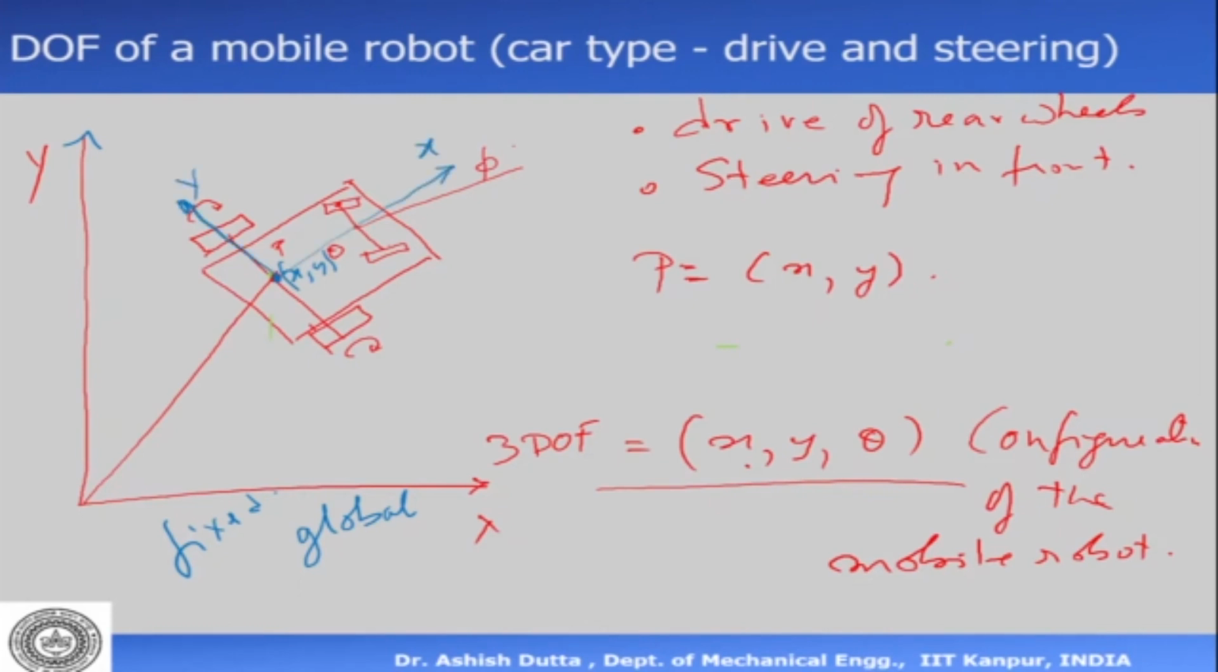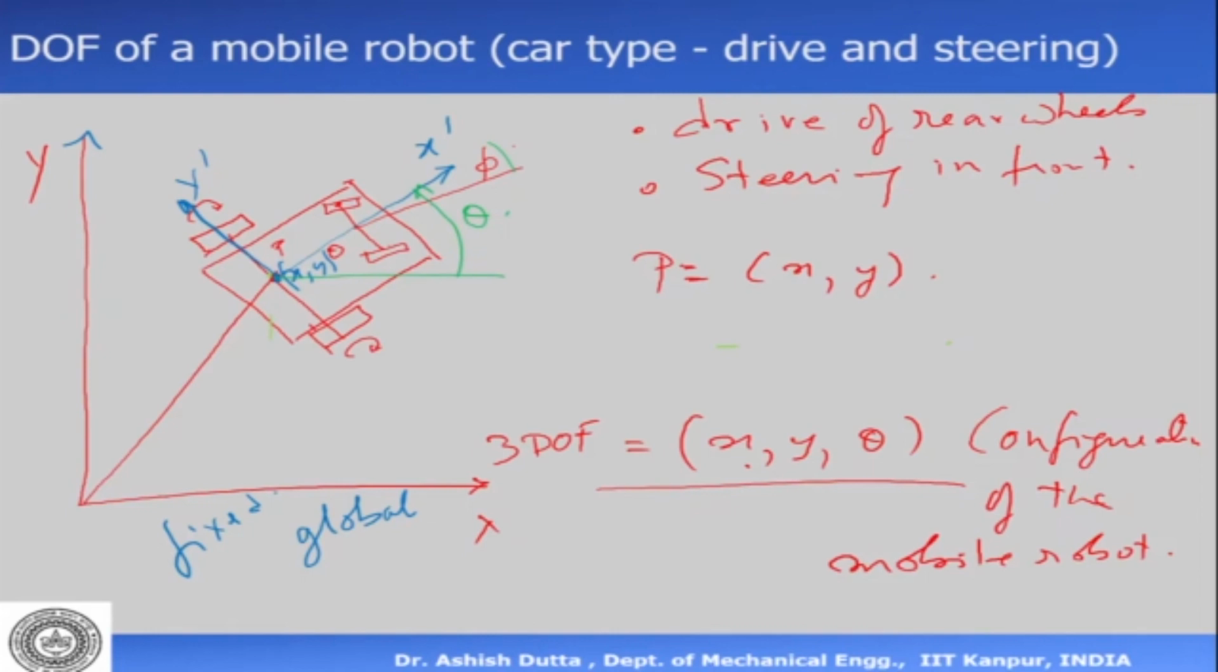This is a local axis. Okay, so X dashed, Y dashed. Then the angle between the global and the local axis, so the angle here, this angle is my theta. Whereas phi here is my turning angle of the wheel.